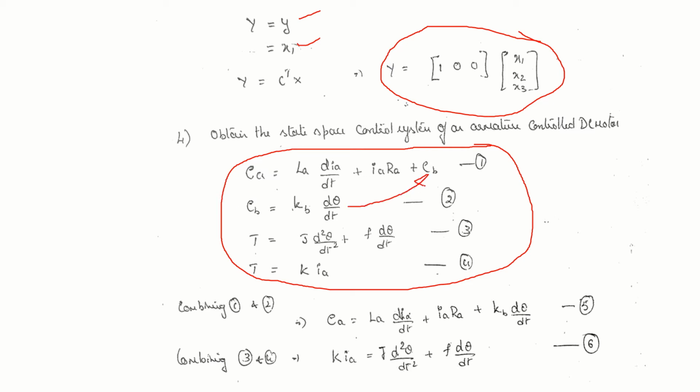I'll replace EB by KB d theta by dt, and I'll get that equation. T I replace by K IA, and I'll get this equation. You can observe here, this is a first order differential equation and this is a second order differential equation. That means there should be 2 state variables for this and 1 state variable for this, so there should be 3 state variables for the system.